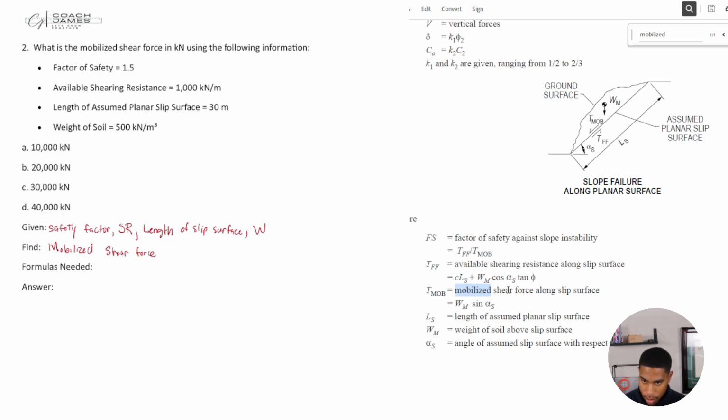All right. So is there any other way we could get T-mob? Well, we have factor of safety, right? Factor of safety equals TFF over T-mob. We have factor of safety. Can we get TFF? If we can get TFF, then we can solve for T-mob. So TFF is equal to C. What would C be?